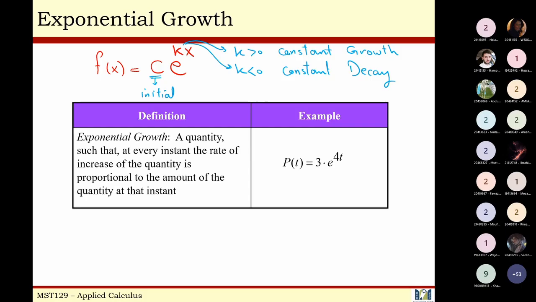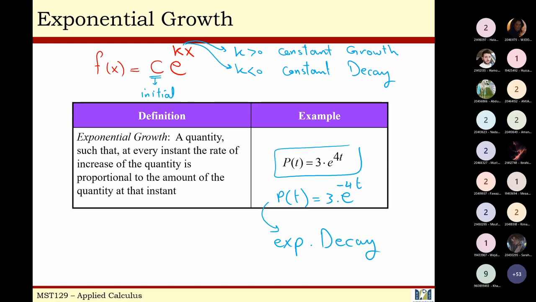But see, this is the initial value. Okay, look at this. This is growth. Why? Exponential growth, because the k is positive. But if we put y equal 3 multiplied by e to the power minus 4x, this is what? Exponential decay. But this one, exponential growth.